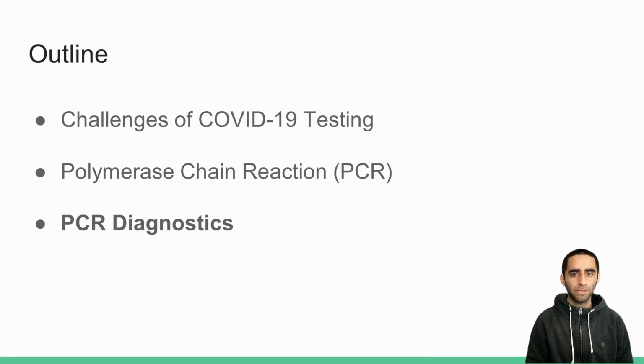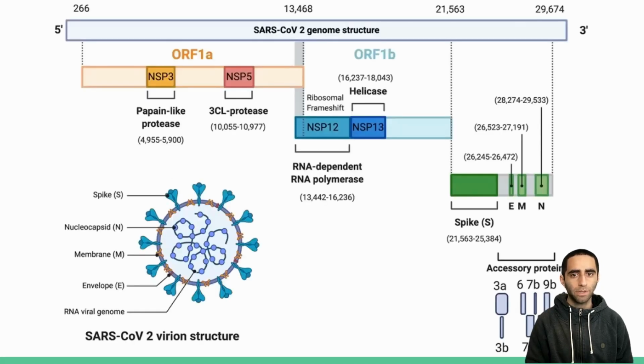Now that we've learned about PCR, let's use it to design a COVID-19 diagnostic test. Recall that upon assembling the SARS-CoV-2 genome, researchers worked together to curate a high-quality genome annotation. We can make use of this genome annotation to design our PCR diagnostic test. Specifically, we can design PCR primers to match specific portions of the SARS-CoV-2 genome.